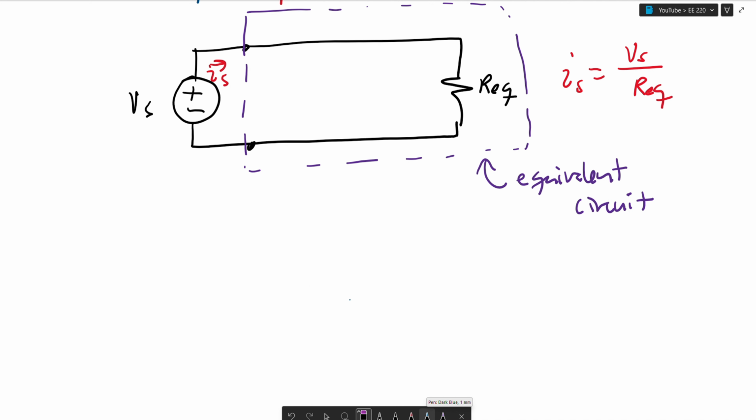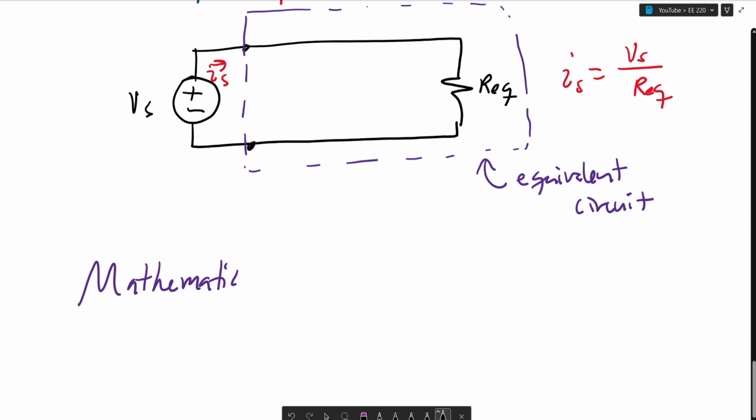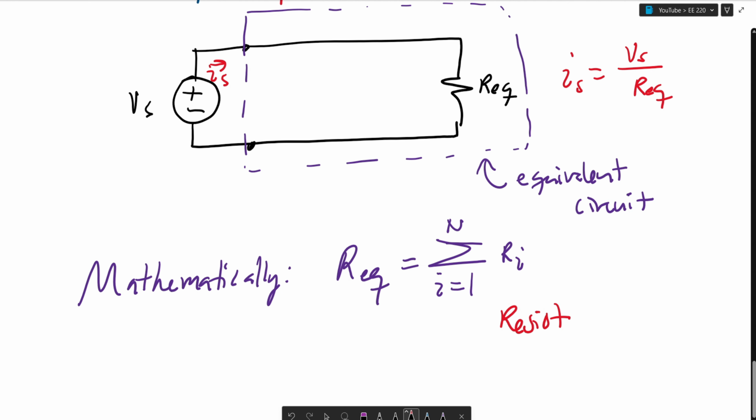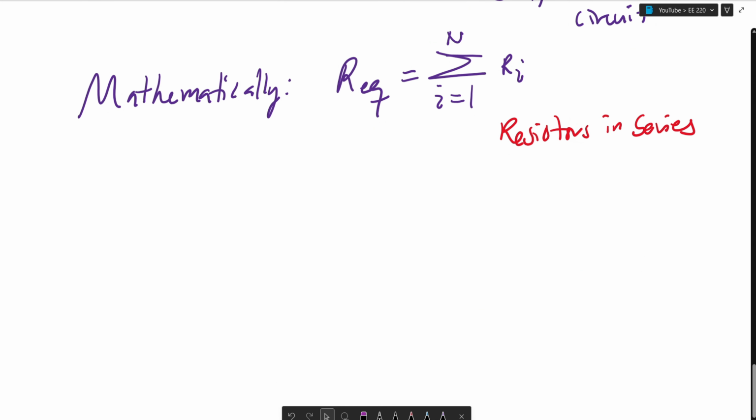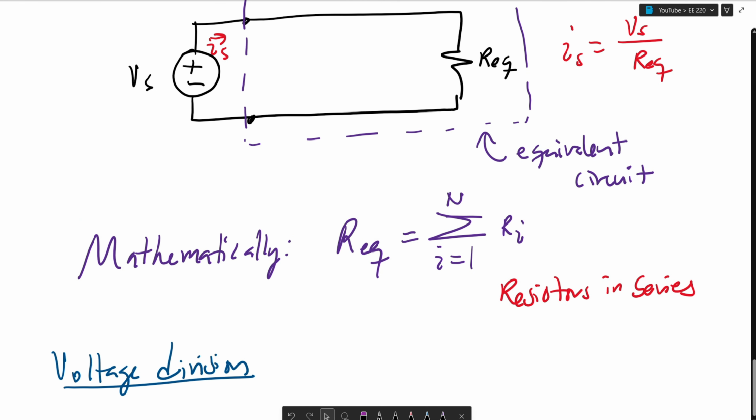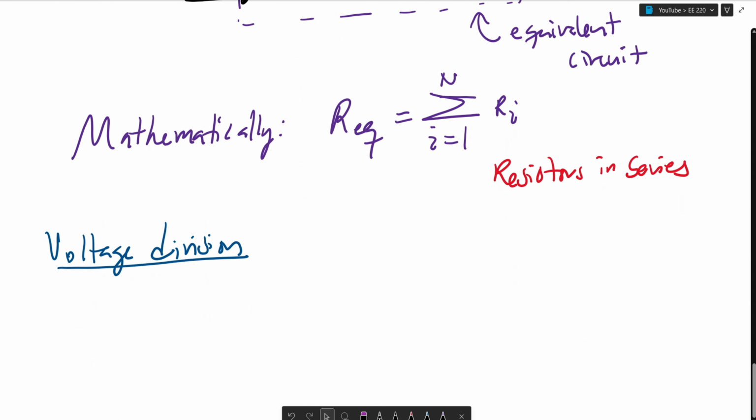And then we can consider an equation. We can introduce resistors in series here mathematically. We can introduce R equivalent for resistors in series as the sum from i equals 1 to N of Ri. Again, this is resistors in series. As a side note, we want to introduce something called the voltage divider or voltage division, simply because it is important when discussing circuits.